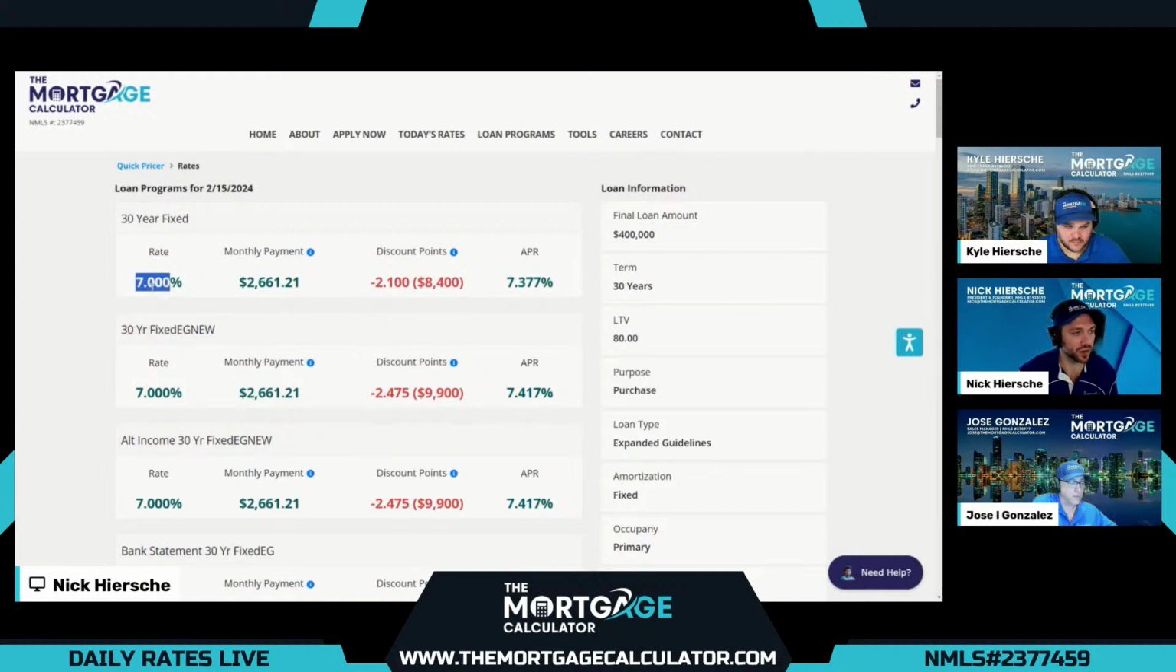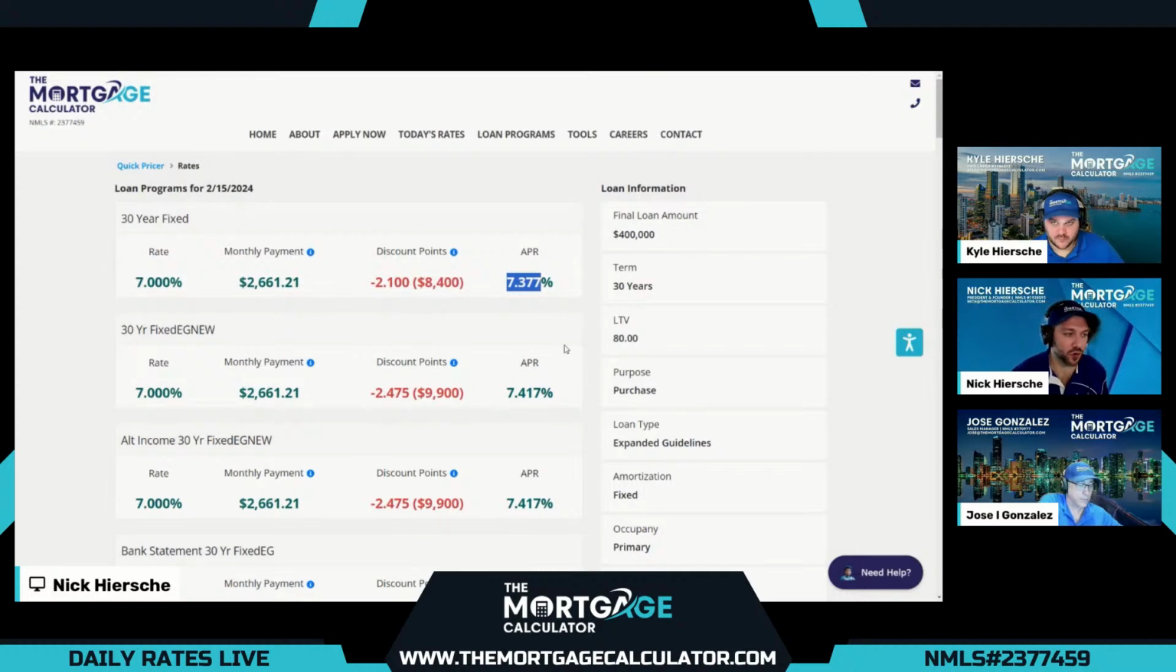So let's check out the options. All right. Best option here at the top, 7% rate for 2.1 discount points in cost. Puts the final APR at 7.377. So again, we're within about a half a point of conventional, which is amazing. When we see some volatility with conventional, we do get really close. For a while there, we were beating conventional, but amazing options for our customers that need to use alternative income.